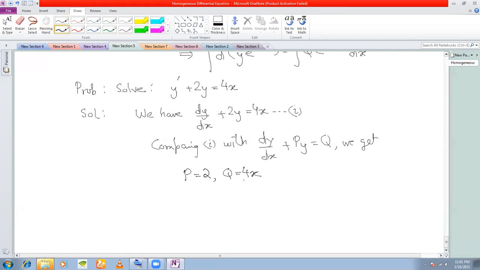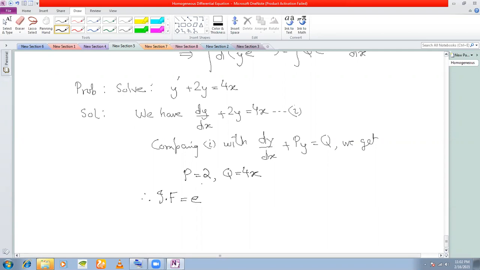Now as I told you, p and q both must be functions of x. So q is clearly a function of x, but p is a constant function. We still can take it as a function of x, right? A constant function we can take as a function of x or a function of y or a function of any variable. So therefore, p and q both are functions of x.